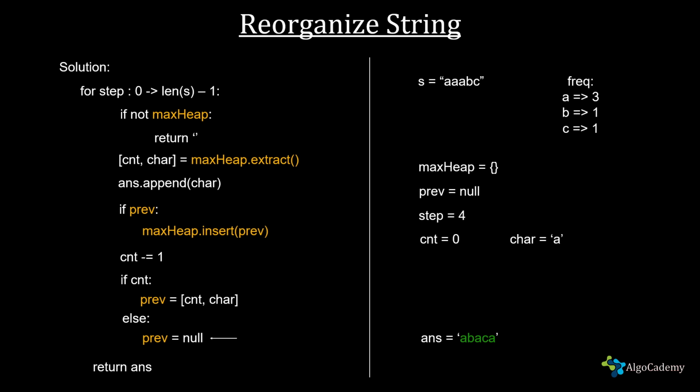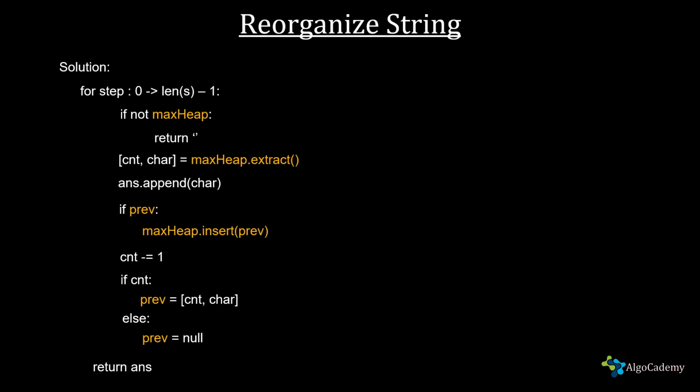Now let's analyze the time and space complexities of our algorithm. First of all, we have the for loop, which performs a total of n steps. Then, inside the for loop, we extract the maximum element from the max heap. And because for each letter of the alphabet there is at most one pair which lies in the max heap, the size of the max heap is sigma, and this operation is big O of log of sigma. So is inserting an element.